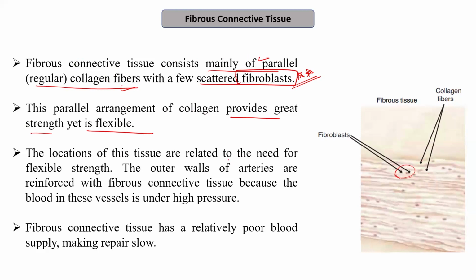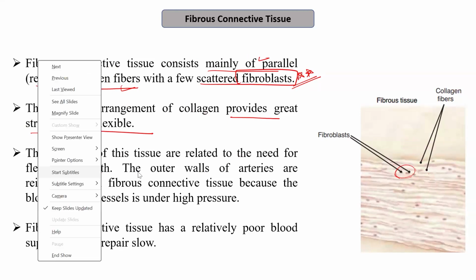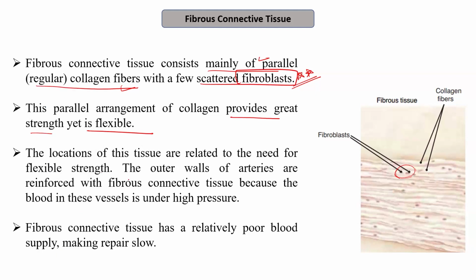The locations are related to the need for flexible strength, wherever we require flexibility as well as strength. So the parallel arrangement of collagen is helping in providing the strength as well as the flexibility to the tissue structure. So it is usually present in structures that require flexibility as well as strength. For example, the outer wall of the arteries is reinforced with fibrous connective tissue, because what is the function of arteries?